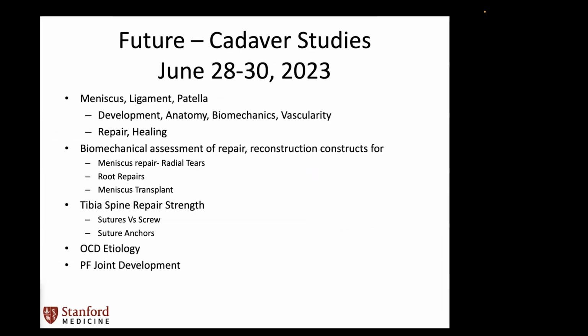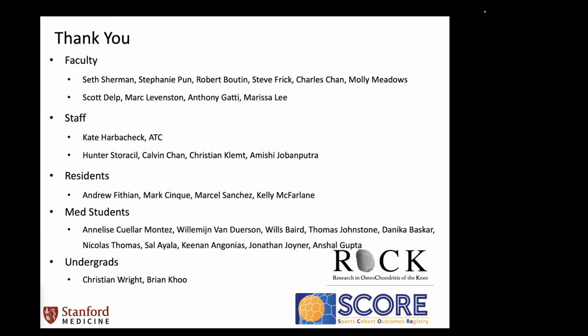We've got a number of projects. We've got planned to dissect about 50 cadavers June 28th through 30th this year. We're going to continue some of the work on meniscus, ligament, patella development, vascularity, and repair and healing approaches. Very interested in the biomechanics of radial tears and root repairs. We've got a number of interesting studies on what's the best way to fix the tibial spine. We used to think sutures were stronger than screws, and we've shown in the pediatric tissue they're not any stronger. So maybe we need to be using more screws and sutures. Still trying to understand the development of OCD and its etiology, as well as better understand the development of the patellofemoral joint and how that might change our approach to trochleoplasty.